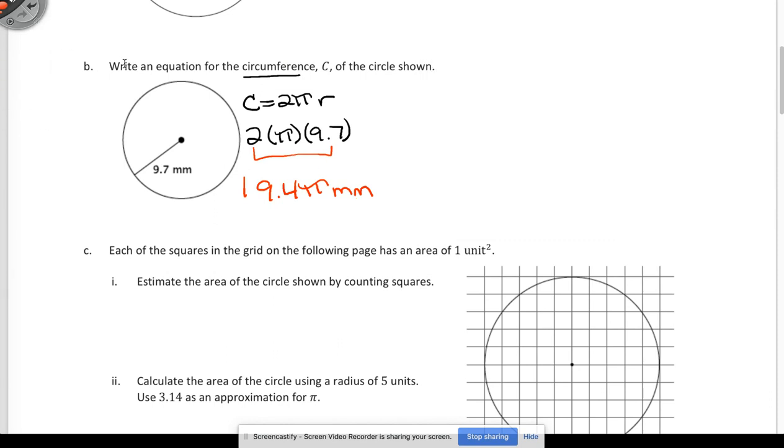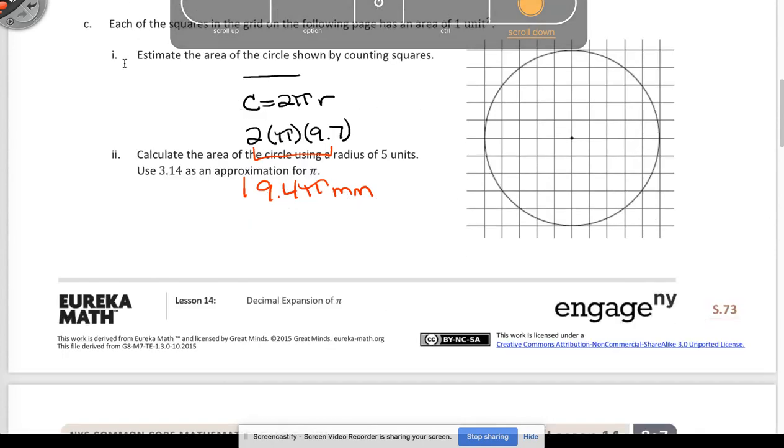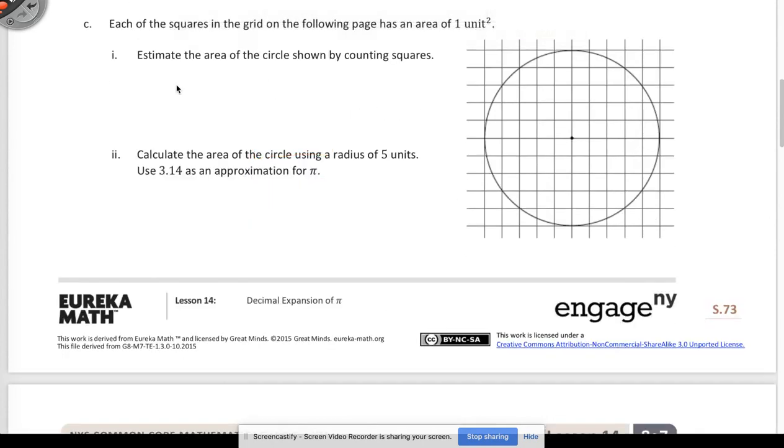Let's look at the next one now. All right, it says each square is 1 unit, so you can count them by ones. Estimate the area of the whole circle. So what do you think the area would be here of the circle? So this is going to be your estimate. So I want you to guess. Don't do any math, just guess. I'm going to put it here, just guess. All right. And now let's go ahead and calculate this all out.